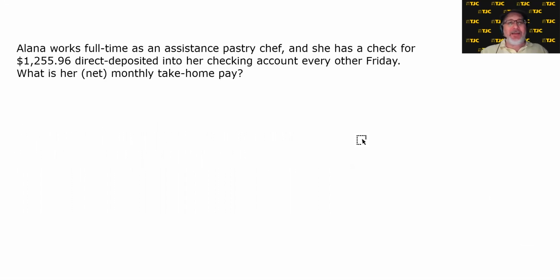Alana works full-time as an assistant pastry chef, and she has a check for $1,255.96 direct deposited into her checking account every other Friday. What is her net monthly take-home pay? It should be noted that the amount deposited is a net income, because a paycheck almost always has your deductions already removed from your gross income. So she gets that amount every other Friday.